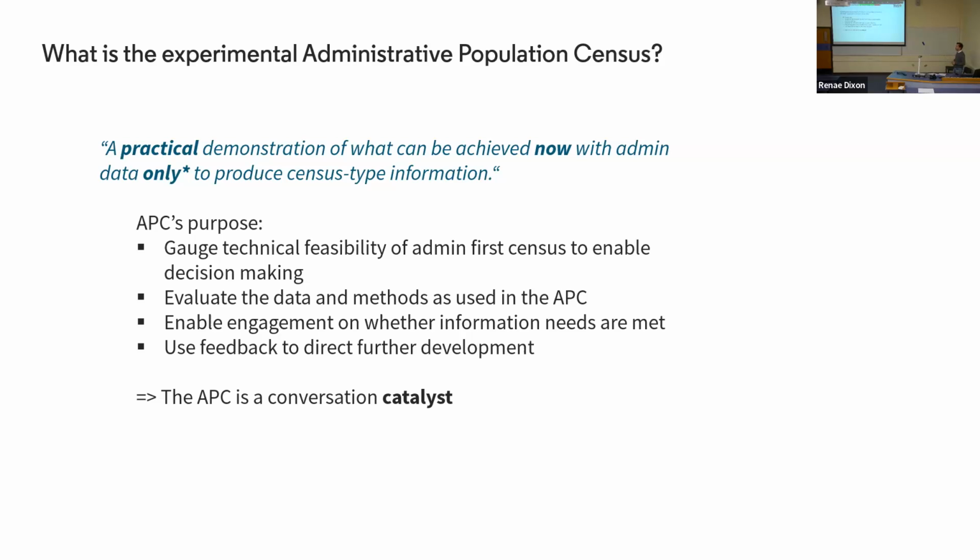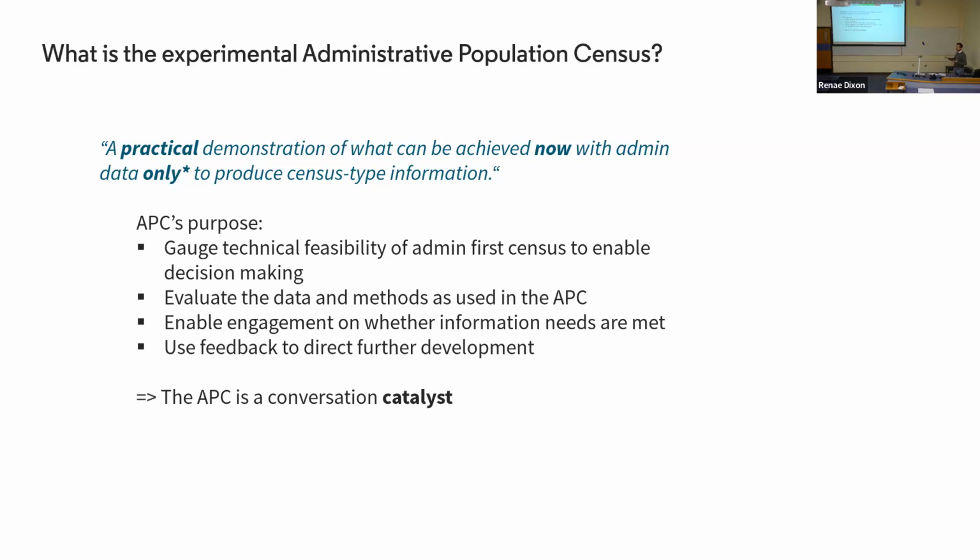It wouldn't really answer the question of how it would look if we primarily relied on admin data, because you'd always have this sort of safety net. You never know how it would look without this Census 18 safety net. And the last two enable the engagement and seek feedback. And for that, I think the practical aspect is really important.